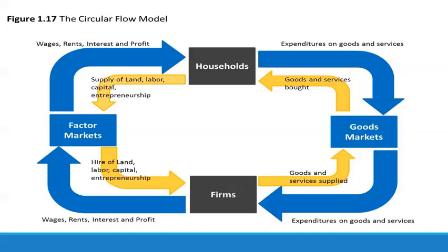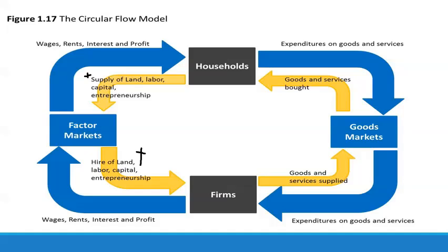So you can see here, the supply of land, labor, capital, and entrepreneurship are being sold in the factor markets to the firms. And you'll see here the hire of land, labor, capital, and entrepreneurship. So firms are hiring the labor. They are purchasing the capital, the land. They're developing the land through these factor markets.